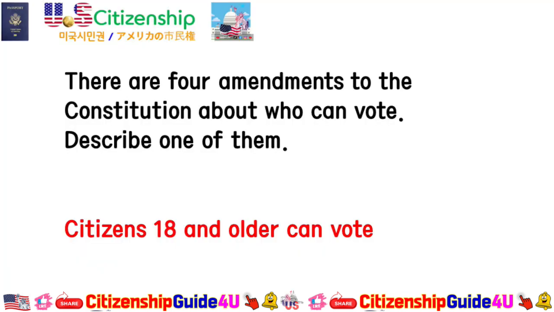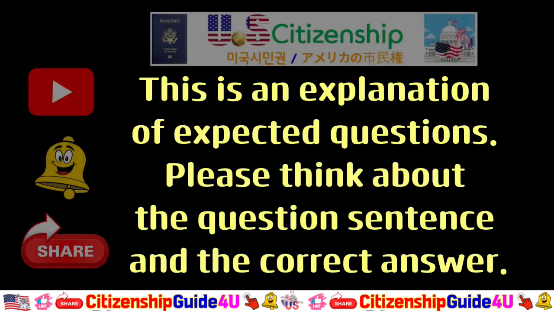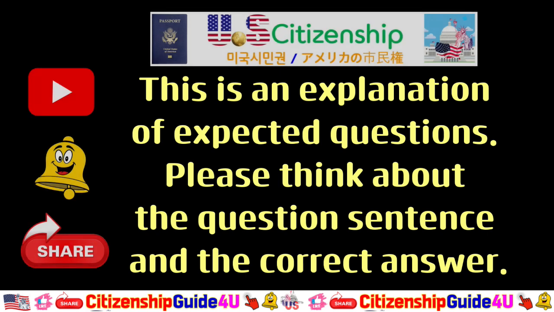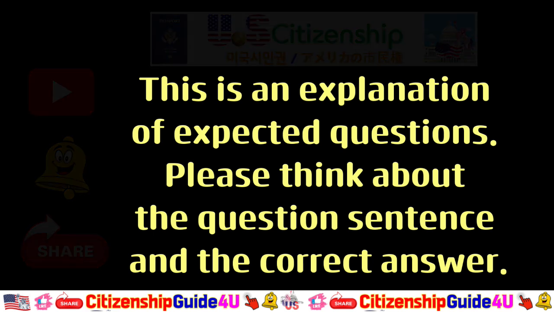Only U.S. citizens over 18 years of age can vote. There are 4 amendments to the Constitution about who can vote. Describe one of them. Citizens 18 and older can vote. As a U.S. citizen, you can vote in federal elections if you are 18 years of age or older. In order to improve the status of immigrants and for the development of the United States, American citizenship is necessary. Permanent residents cannot vote in federal elections.